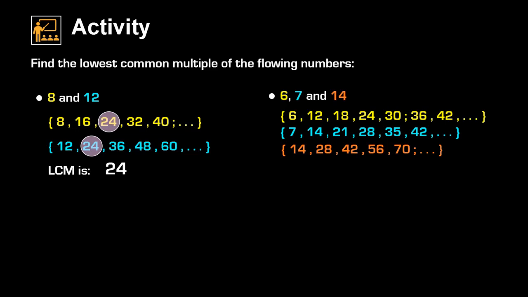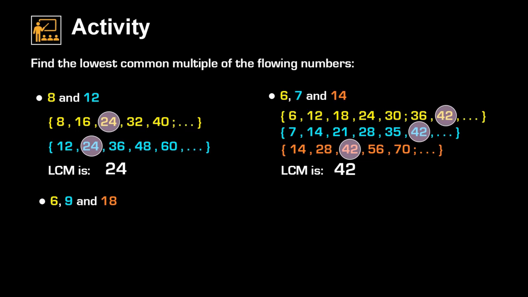So we'll have to find out what is the lowest multiple that you will find in all 3 of those multiples. And then with 6 now, 6 is not common, 12 is not common, 18 is not common, 24 no, 30 is not common, 36 is not common, 42 is common. So 42 is a multiple of 6, 42 is a multiple of 7, 42 is a multiple of 14. So the lowest common multiple for 6, 7, and 14 is therefore 42.